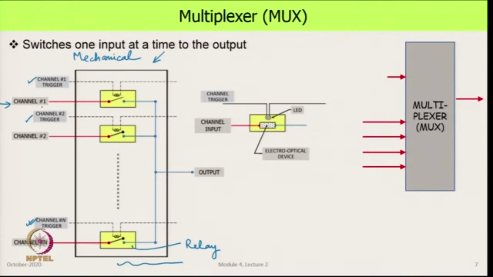So, we call this channel number 1 and this is the trigger for channel number 1. This is channel number 2, the line on which the signal is coming in, and this is the trigger for channel number 2. And on the output they are all connected to a single line, and there is one output which we get.